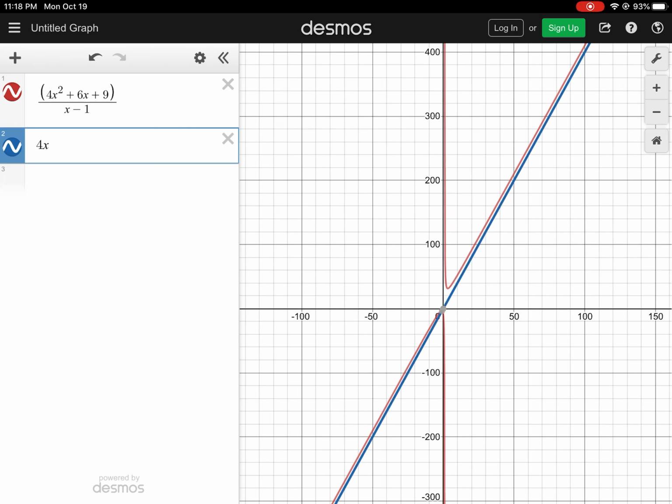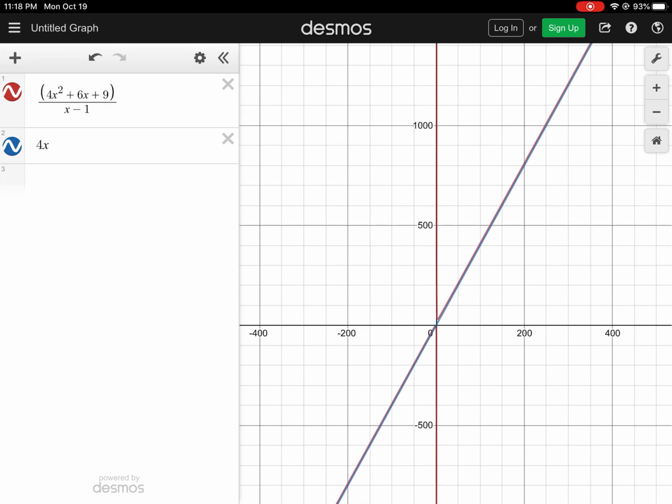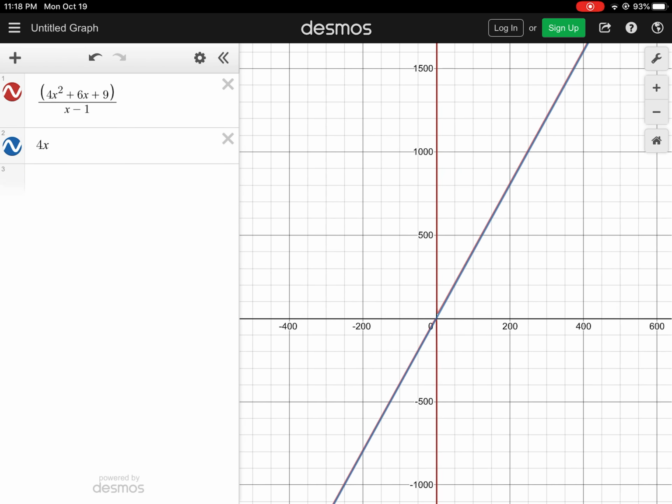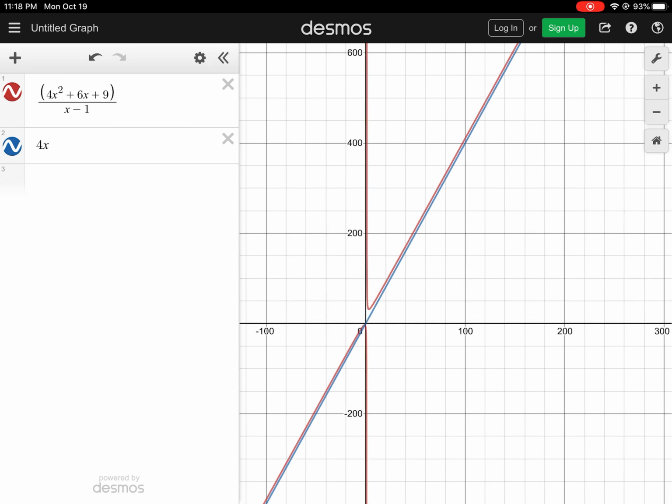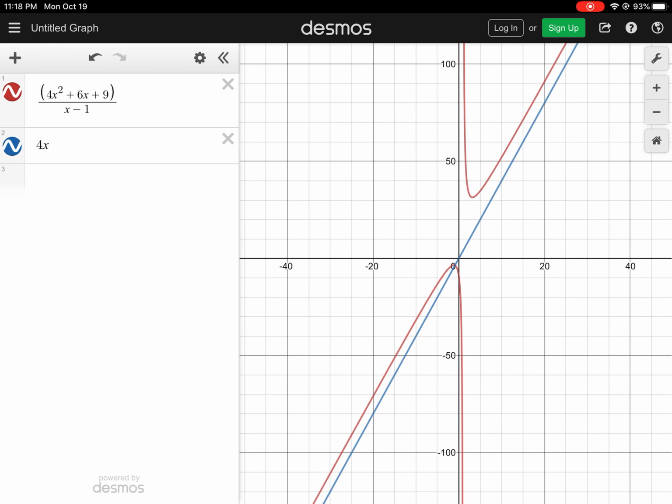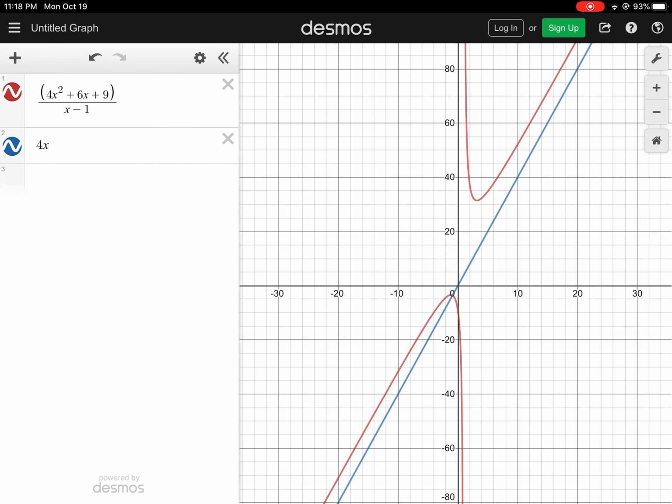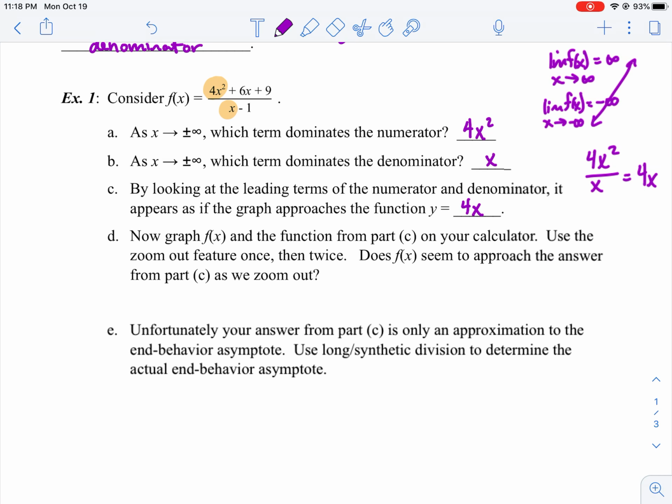Now, if we were to zoom way out, as I go to infinity, it does look like the asymptote. So it is a good approximation, which is why we're able to do that comparison method. But if we want to know the exact asymptote, this isn't going to quite cut it. So this is where our review of division comes in.